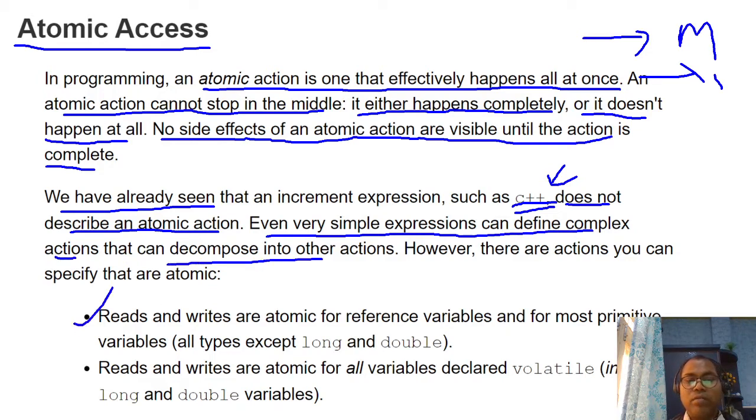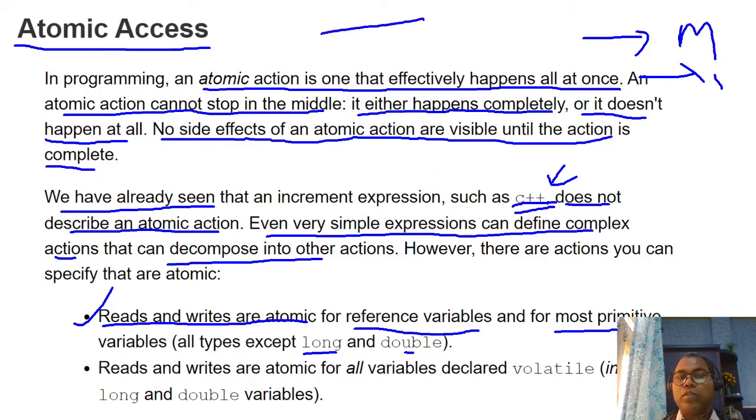Here, reads and writes are atomic for reference variables and mostly for primitives, except longs and doubles. Whenever you read or write these two types, it is not atomic. They are 64-bit data types, so the first 32 bits and the second 32 bits might be read separately: the first 32 bits read by thread 1, and the second 32 bits read by another thread. So most primitives are atomic except longs and doubles.